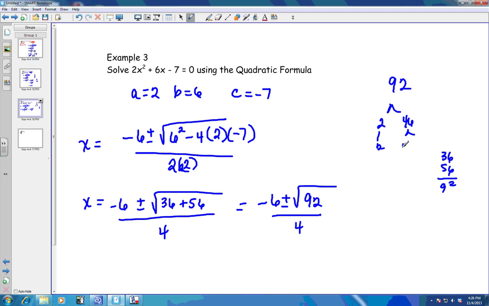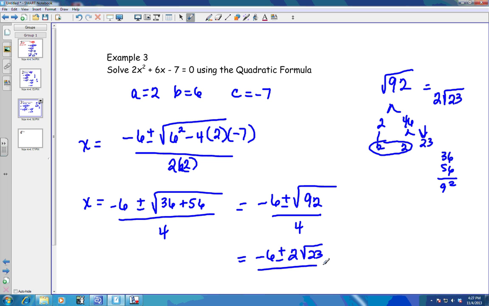And then 46 will break down. 46 divided by 2 is 23. So that's good. This is a prime number. I have a group of 2's that I can take out. So square root of 92 can be rewritten as 2 times the square root of 23, because whatever's left, that's what stays underneath the radical. So this is negative 6 plus or minus 2 times the square root of 23 all over 4.